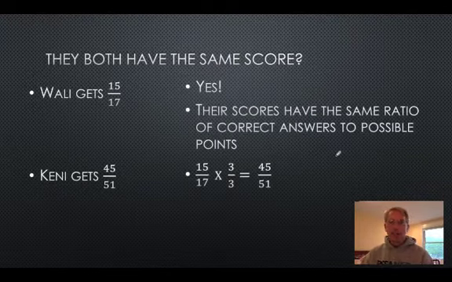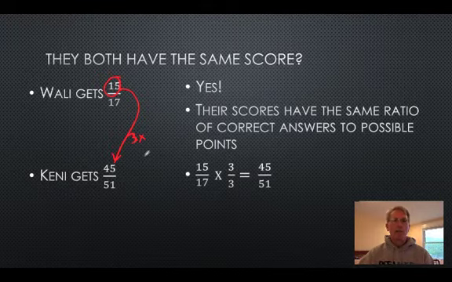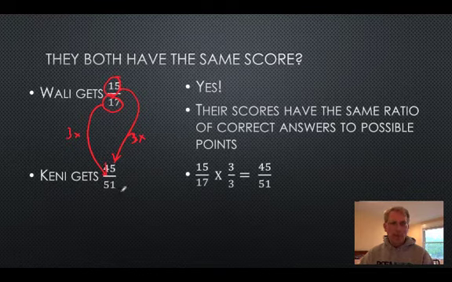Yeah, they did. Because if you look, Wally got 15 points and Kenny got 3 times more than that. So he got 3 times more points than that. But Wally's test was small. If you multiply 17 times 3, you'll get 51. So really, they got the same score because Kenny's test was just 3 times larger, and so he got 3 times as many points. The ratio of points to total points is the same in both cases.